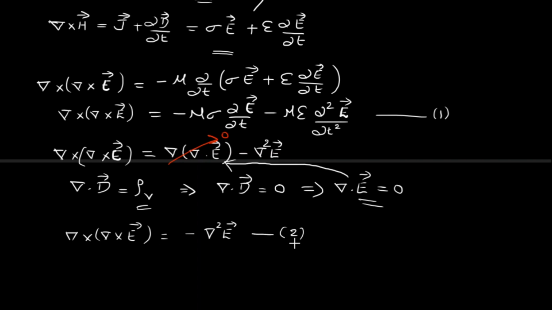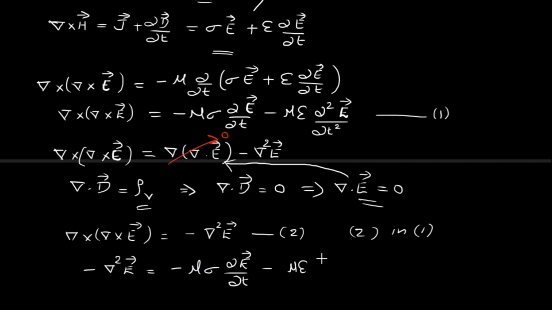Now I will be using this and substituting it in. Let me indicate this as the second equation. I put the value of equation number 2 in equation number 1, so my LHS changes like this. Equation number 1 becomes del square E equals minus mu sigma delta E by delta T minus mu epsilon delta square E by delta T square.